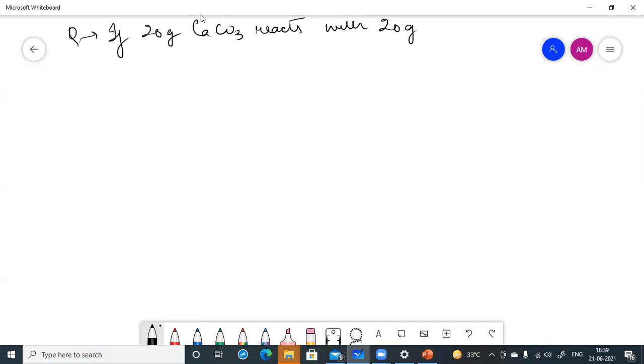ठीक है. So this is another question from NCERT. Please solve. If 20 grams of calcium carbonate reacts with 20 grams of HCl, calculate the grams of CO2 produced.